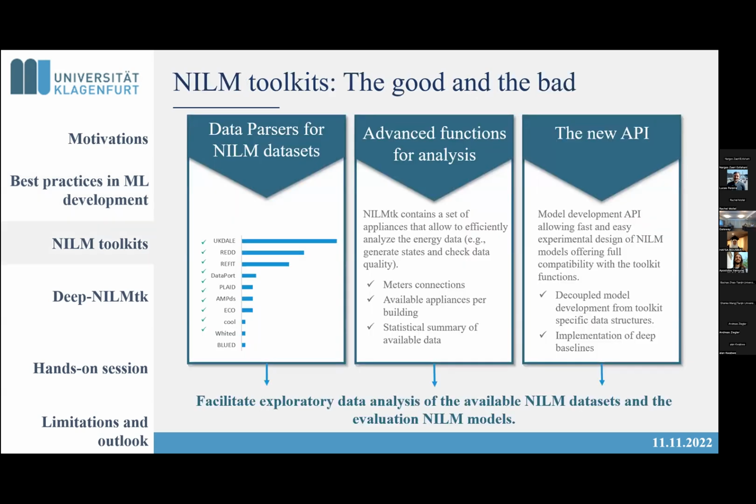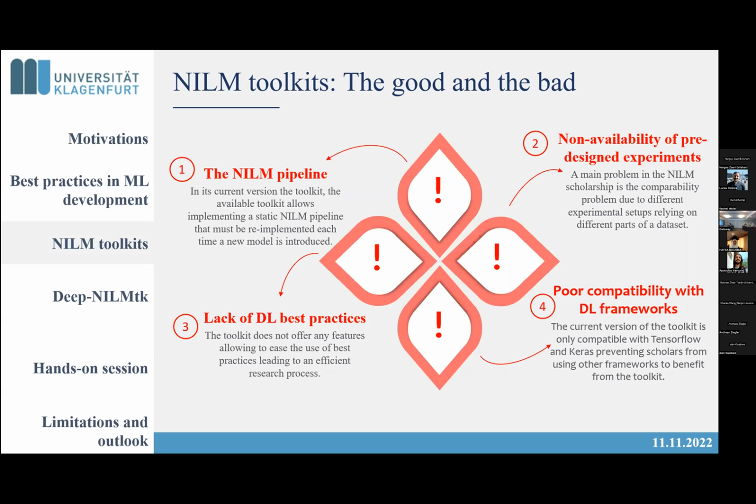And then we started by analyzing the toolkits that are in NILM. We have plenty of them, and I believe that NILM-TK is the most popular one. It has a lot of advantages like data parsers, it has advanced functions for exploratory data analysis, and the recent API actually is very helpful. It helps to decouple the model and to implement deep baselines. But still, it falls short in 4 aspects. First, the NILM pipeline is generally the same. It's either a sequence to sequence or a sequence to point, but still, if you go to the toolkit, you will have to implement everything from scratch each time you want to test a new model.